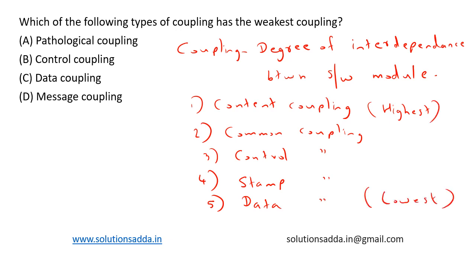Now based on the options, option C, data coupling is the weakest coupling and it is the most desirable coupling in software engineering, as a low degree of coupling is good for the software. Option C is the right choice.